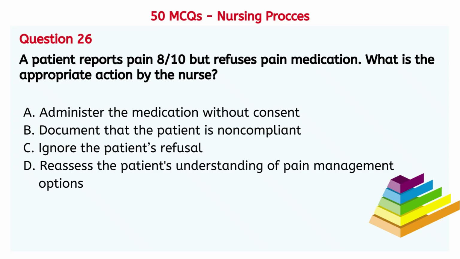Question 26. A patient reports pain 8/10 but refuses pain medication. What is the appropriate action by the nurse? The options are: A. Administer the medication without consent. B. Document that the patient is non-compliant. C. Ignore the patient's refusal. D. Reassess the patient's understanding of pain management options.